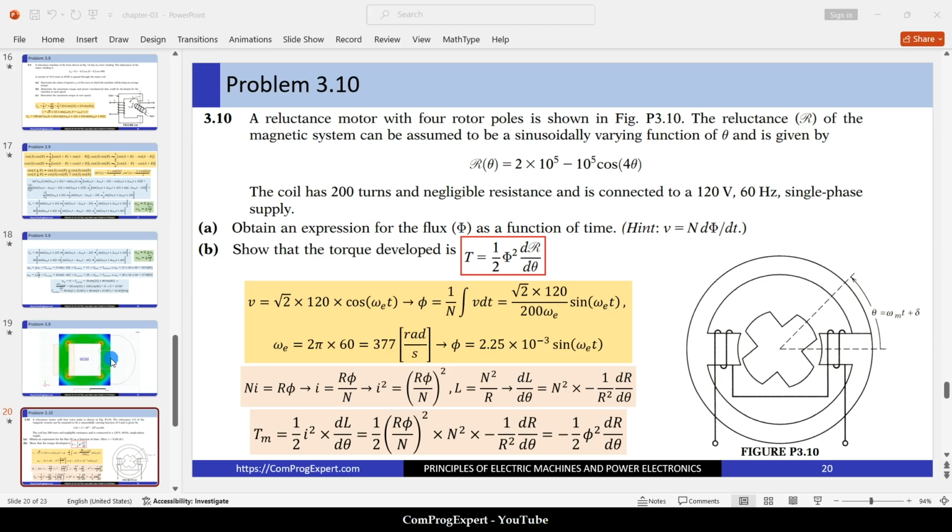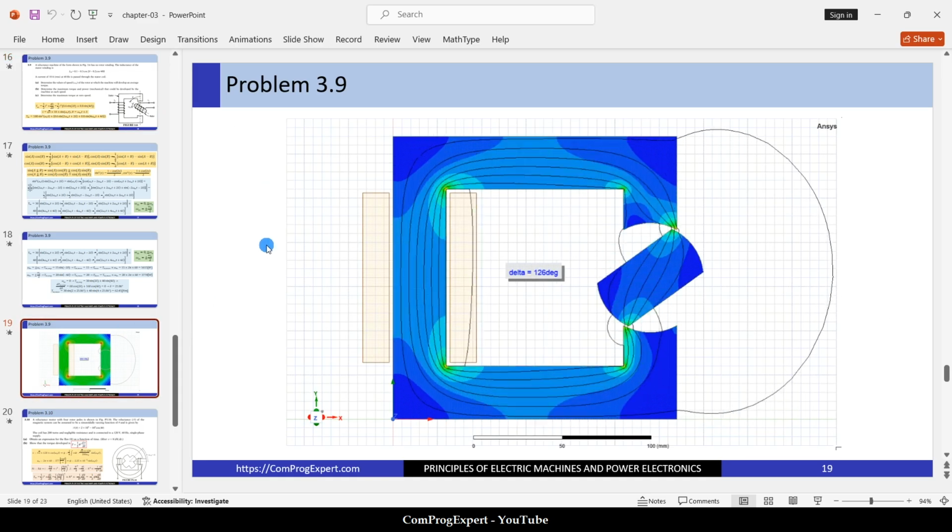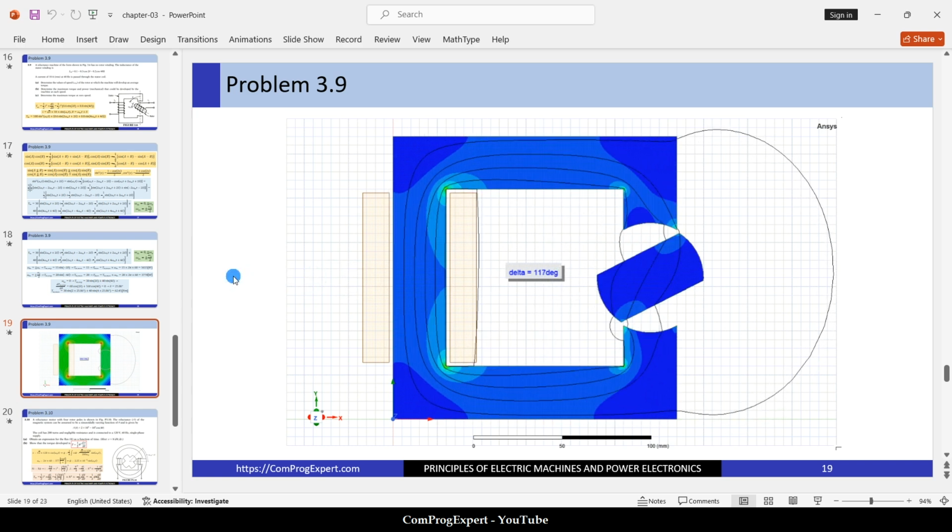Let's continue solving the problems of chapter 3, problem 10. In the previous video, we solved problem 9, and we did this parametric simulation. We changed the rotor position, the angle of the rotor, and we calculated the inductance of the coil.